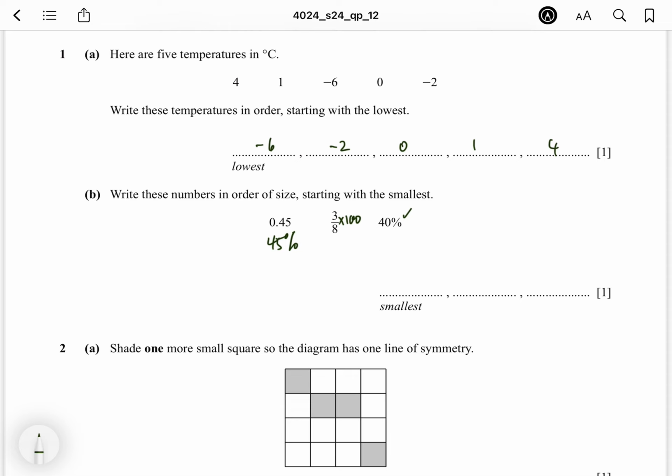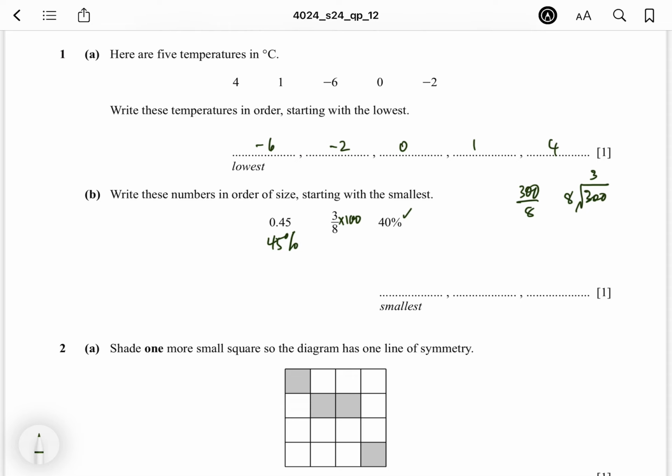Now this is where it gets easier in a sense. When 3 over 8 times by 100, that's 300 over 8. So when you do your long division, because this is paper 1, the first digit that you consider would be number what? 3, correct? Because 8 times 3 is 24. 8 times 4 is 32. That's already beyond 30. Do you know long division?